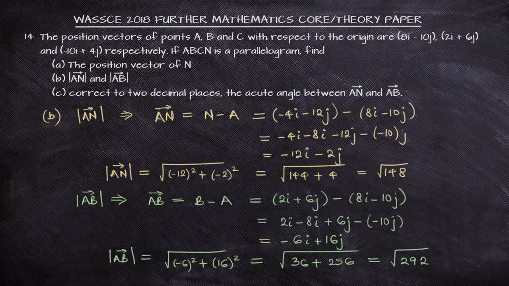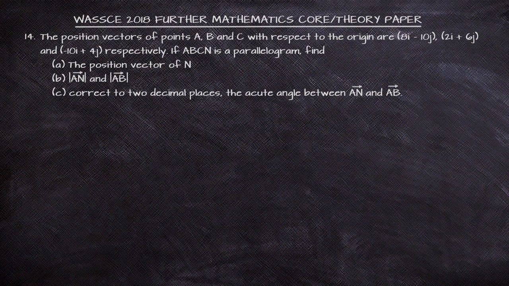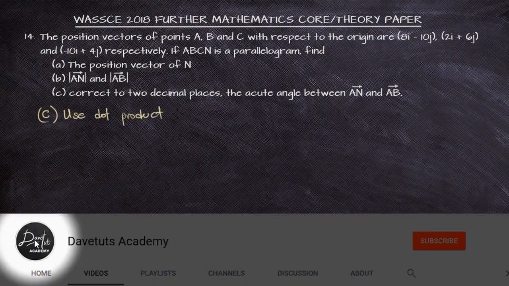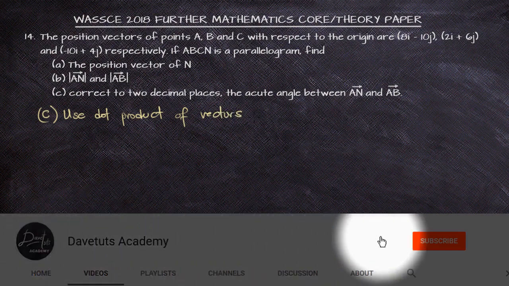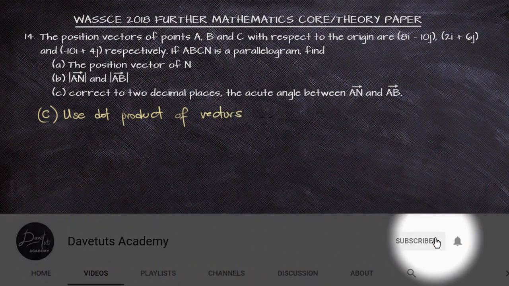Now, we are through with our question b. We can now go ahead to find the acute angle between AN and AB. To find the acute angle between vector AN and vector AB, how do we go about that? The dot product of vectors is the tool that we can use to determine the angle between two vectors, and what is the expression of the dot product of vectors.